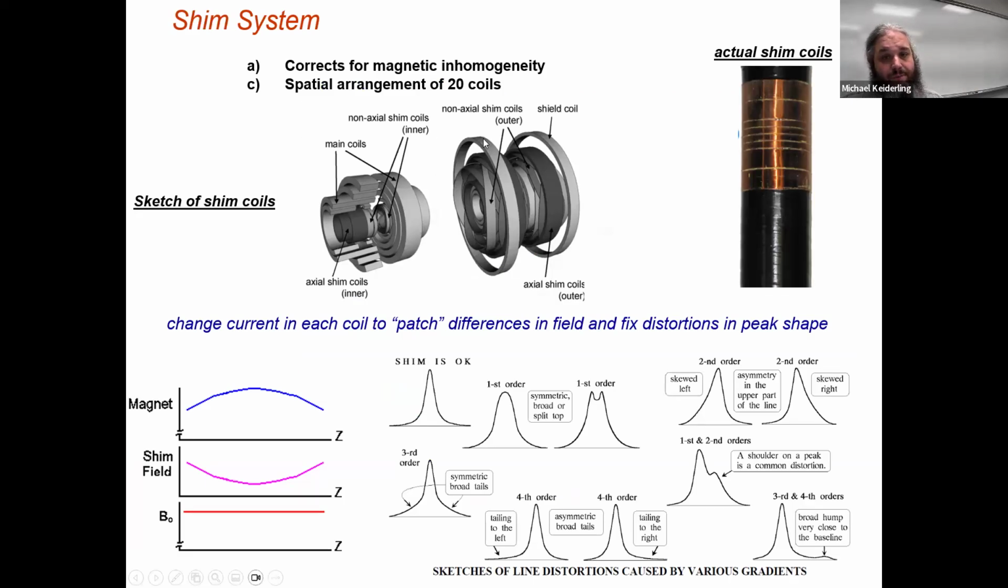And shim coils help even out the magnetic field. These correct for magnetic inhomogeneity. It can be a very complicated structure of many coils, and you can change the current in each coil to even out the magnetic field and get very nice peaks.